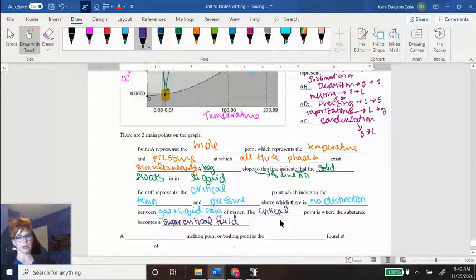So the critical point is where the substance becomes a supercritical fluid. And again, this is where there is no distinction between the gas and liquid phases of matter.